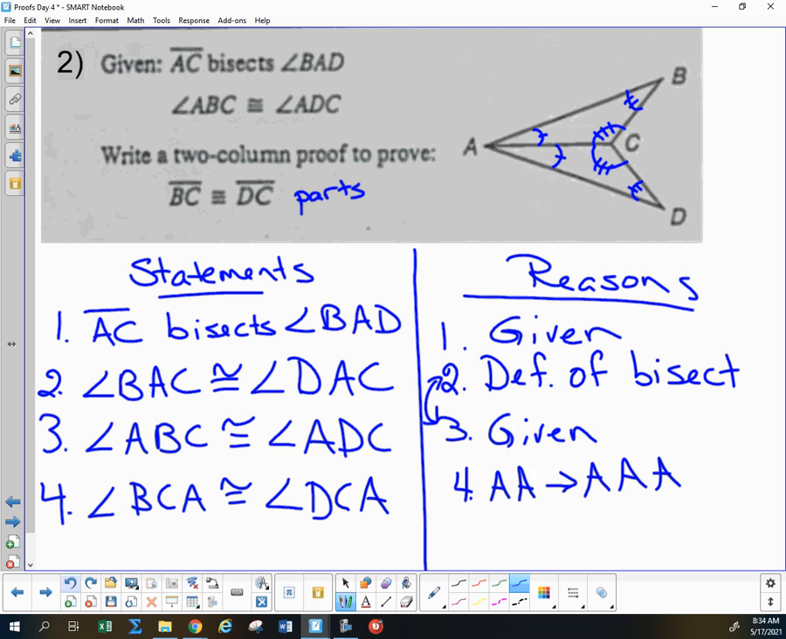Austin? AAA says the angles are congruent? Oh, the triangles aren't congruent yet, but the angles are. So we've got all the angles. What else do I need to be able to say the triangles are congruent? As you look at that picture, can you tell me something else? Which side?